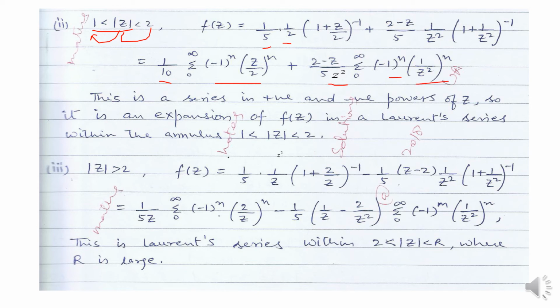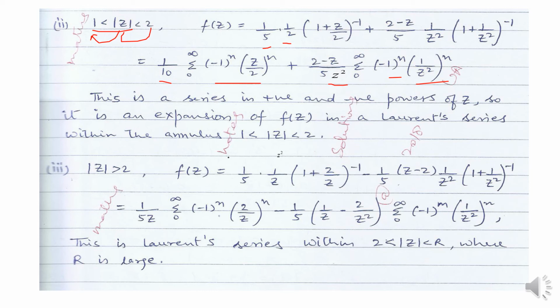So in these terms, we see that positive powers of z are there in the first term, and in the second, negative powers of z are also there. So this is a series in which positive and negative powers of z both appear. So it is an expansion of f(z) in a Laurent series within the annulus 1 < |z| < 2.